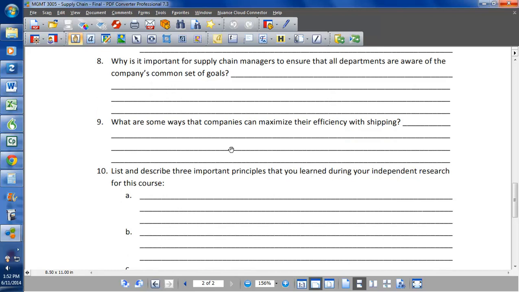All right, number 9. What are some ways that companies can maximize their efficiency with shipping? That's what I want you to do on your own. You did an entire paper on shipping, and so I want you to take some of that research and give me some ideas for how companies can maximize their efficiency, right?